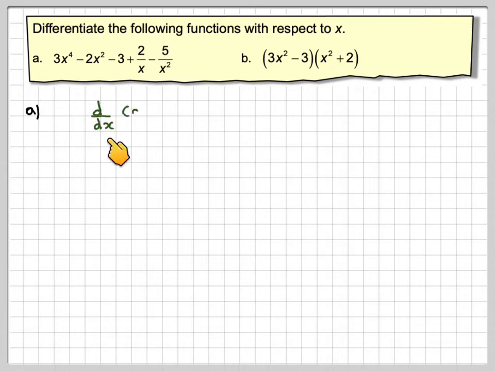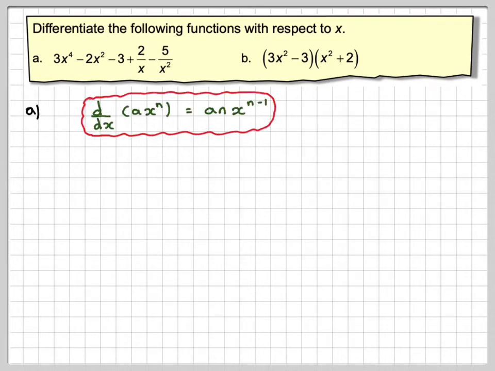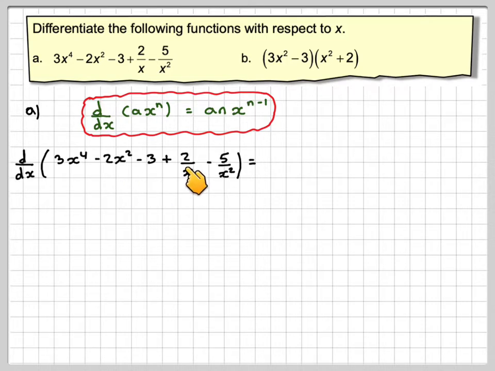So we want d dx of ax to the n, this is just the general rule: you bring down the power, write down x, any constant you leave in there, and you reduce the power by 1. So you need to do that for each term. So in the first case, we've got d dx of 3x to the fourth minus 2x squared minus 3 plus 2 over x minus 5 over x squared. Now before we can differentiate this, we need to rewrite these using the rules of indices.